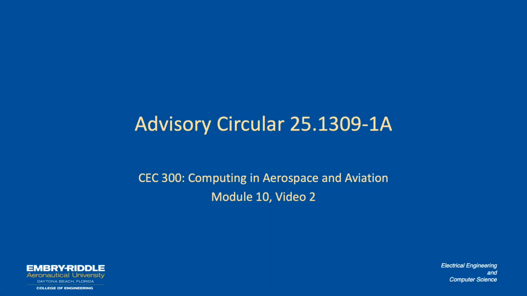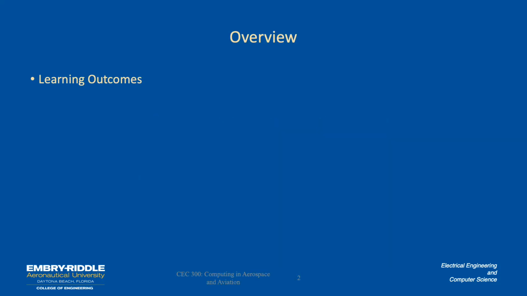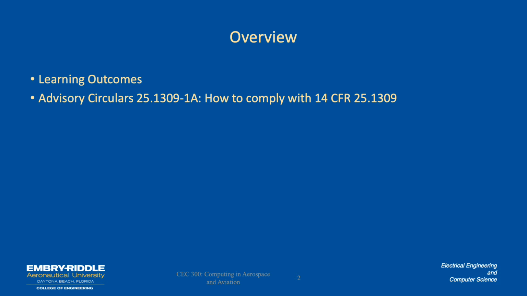In this video, we're going to look at FAA Advisory Circular 25.1309-1A and the role it plays in certification of aircraft systems. First, we'll review the learning outcomes for this module. Then we'll look at 25.1309-1A and how it tells you to comply with 14 Code of Federal Regulations 25.1309.